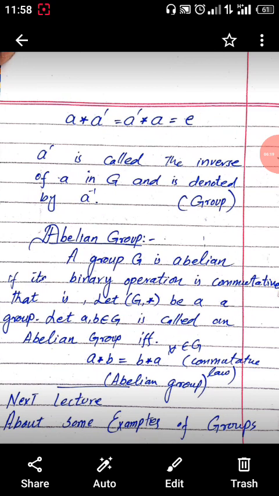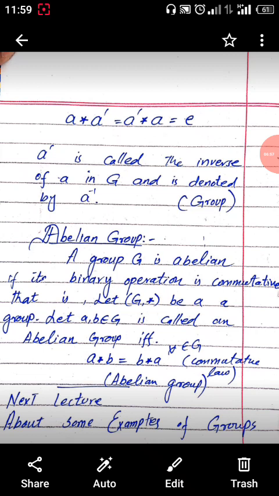So we can write a * a⁻¹ = a⁻¹ * a = e. It should give us the identity element. We know that the multiplicative identity is 1, so the multiplicative inverse of 2 is 1/2. When we multiply 2 by 1/2, we get 1, and that is the multiplicative identity. a⁻¹ is called the inverse of a in G, and it is denoted by a⁻¹. So as these four properties hold, that non-empty set we can call a group, a complete group.